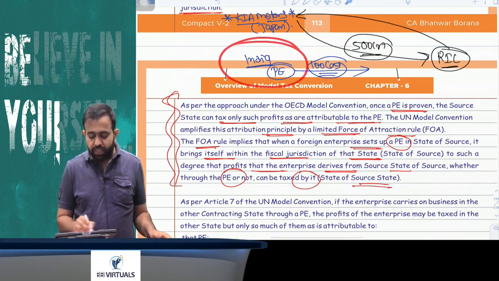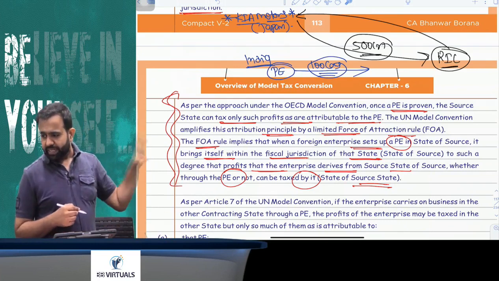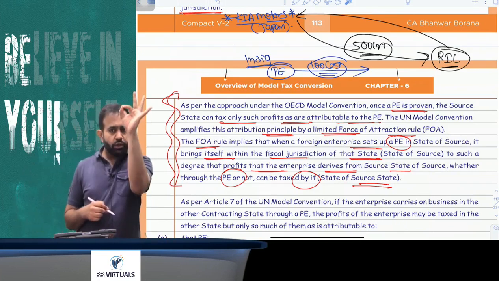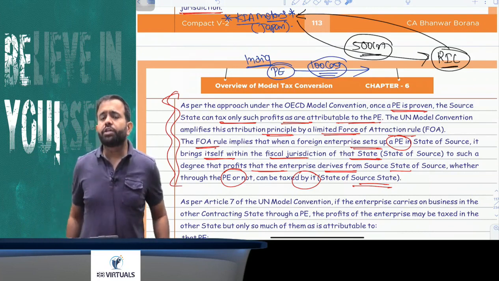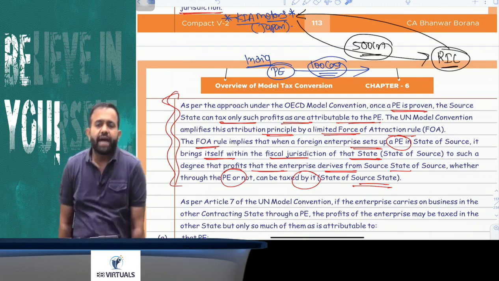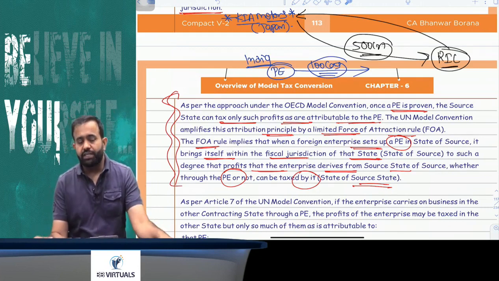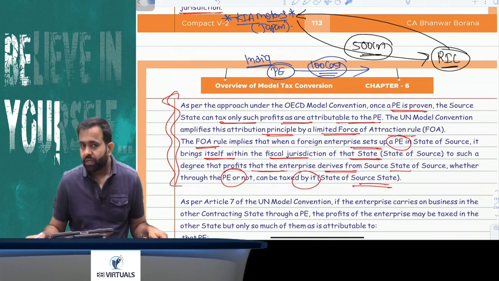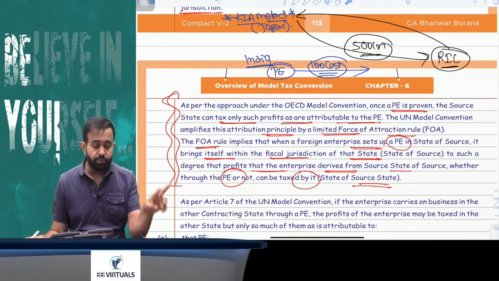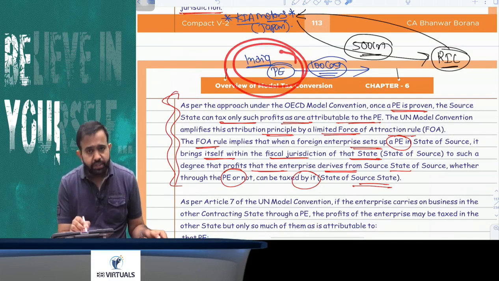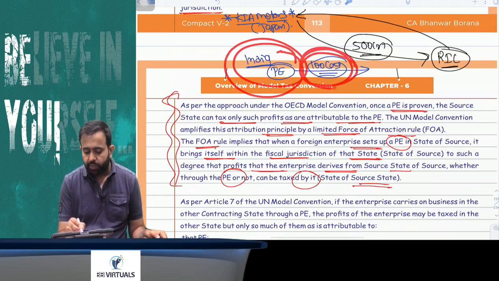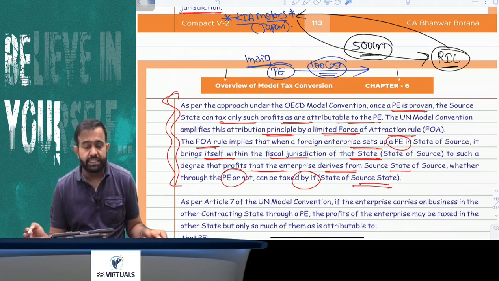Now that is not through the PE. This activity is not through the PE. So the question is, on these 500 cars, whatever profit is earned by Kia Motors Japan, is it going to be taxed in India or not? Will that profit be taxable in India or not? There is some conflict between the two models. The OECD model says no. The OECD model says only through the PE, whatever they earn, only the profit on these 100 cars is going to be taxed in India.